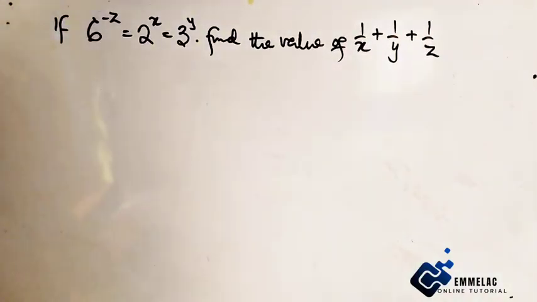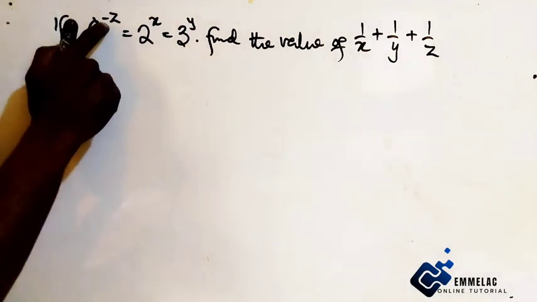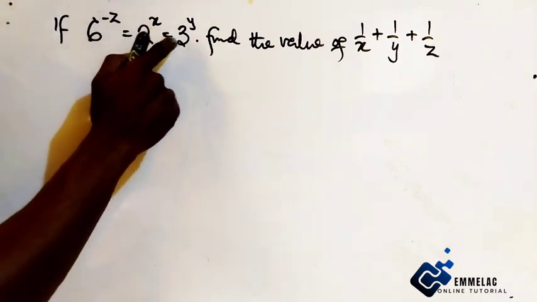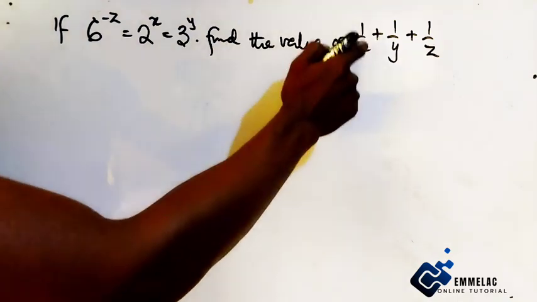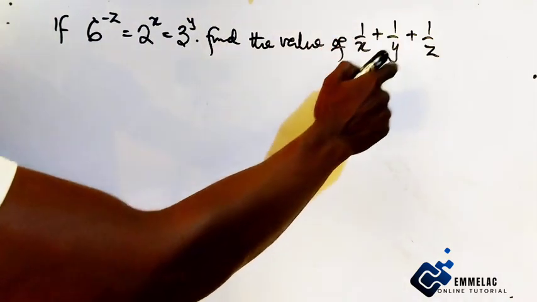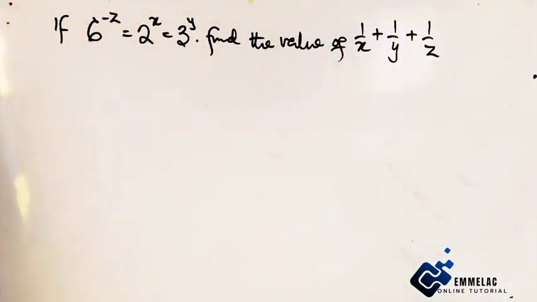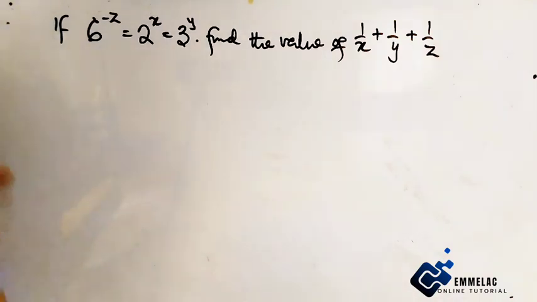Before us is this algebraic expression or problem that requires a solution. Now, if 6 raised to the power minus z equals 2 raised to the power x equals 3 raised to the power y, find the value of 1 over x plus 1 over y plus 1 over z. Okay, now how do we start to solve this question?